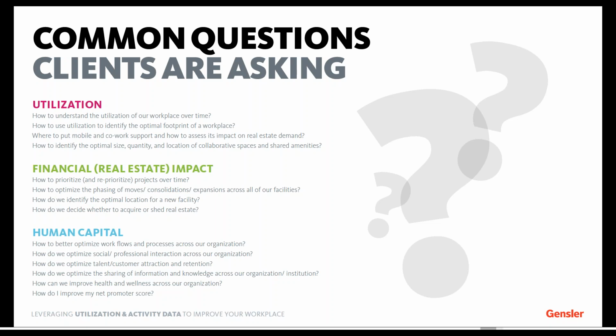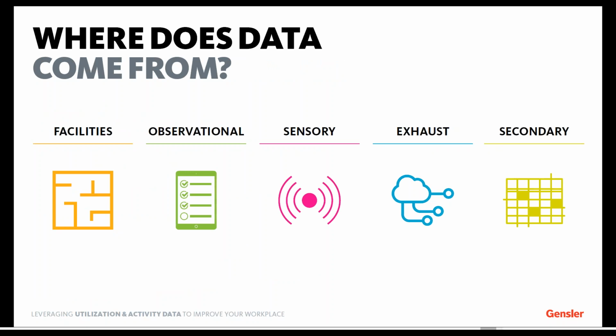And so, while you need to be able to answer these questions, you're going to ultimately need data to help answer them. And the types of data for utilization can come from many sources and in many types. A couple of major buckets that we like to group these types of data are facilities, observational, sensory, exhaust, and secondary. So facilities, or often operational data, is typically generated from facilities management systems or HR or finance teams in order to manage space or personnel or both.